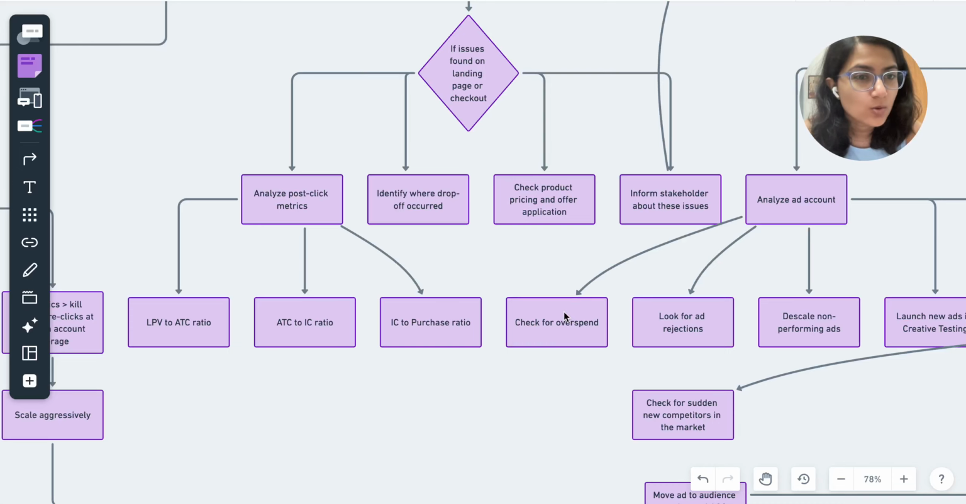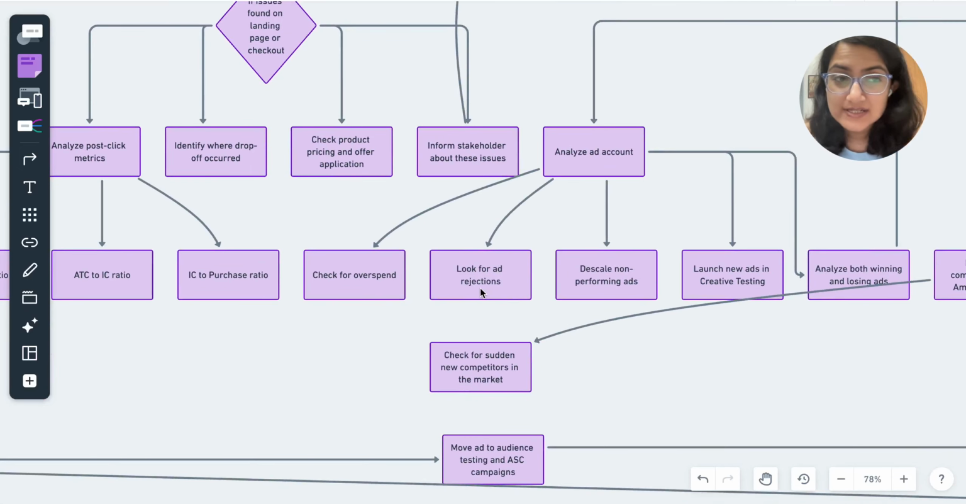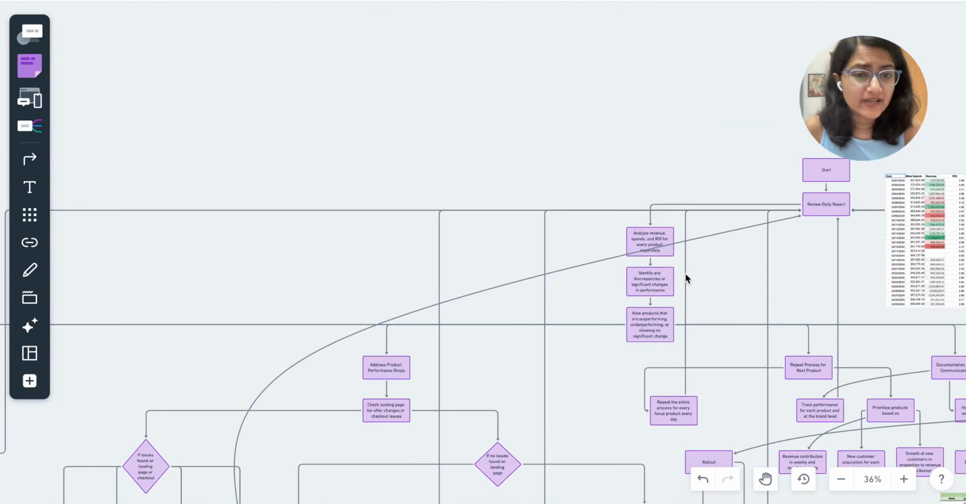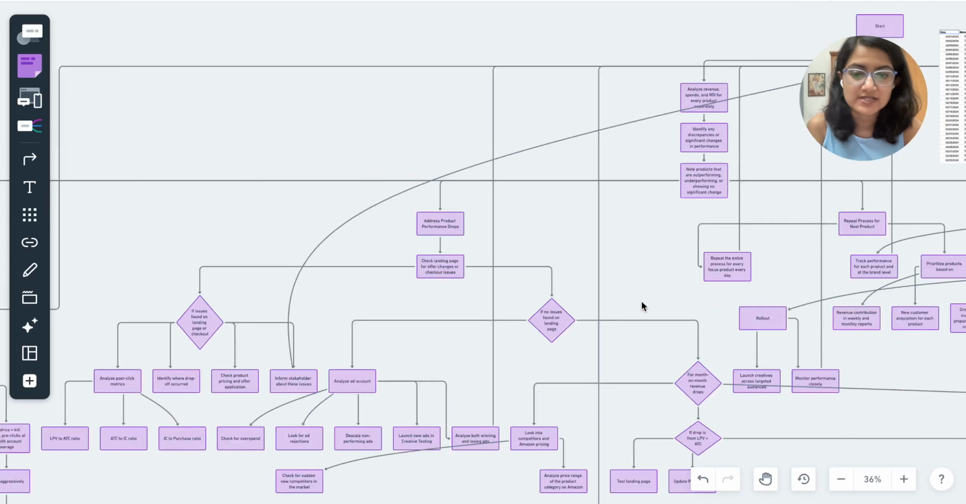Is there any certain overspend in that account? Is there any rejection of that particular product which has led to the drop on that particular day? Then you go ahead and descale your non-performing ads, launch new creatives in your creative testing campaign, and analyze both losing and winning ads. Once it's done, you repeat the same process of analyzing your revenues every day, analyze the ROIs, and look for discrepancies.